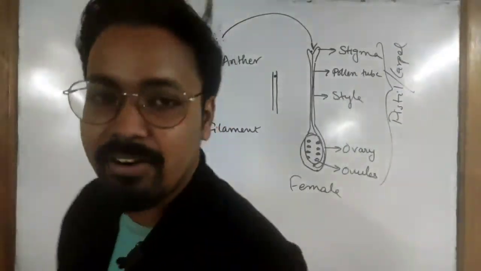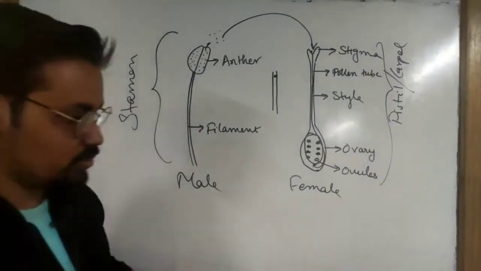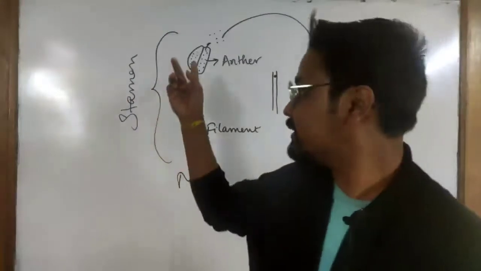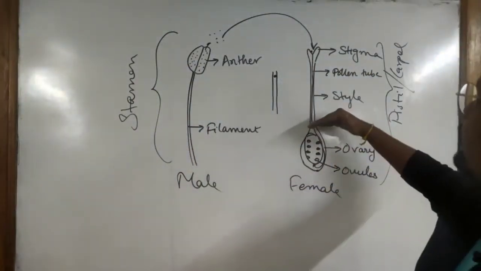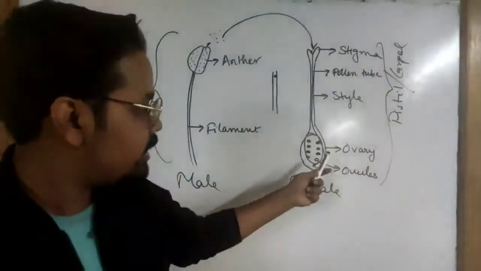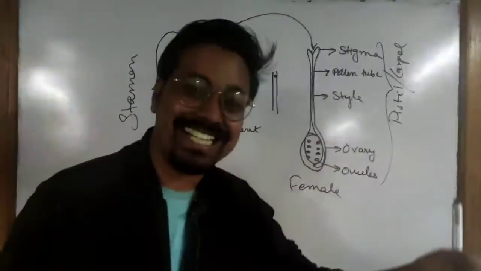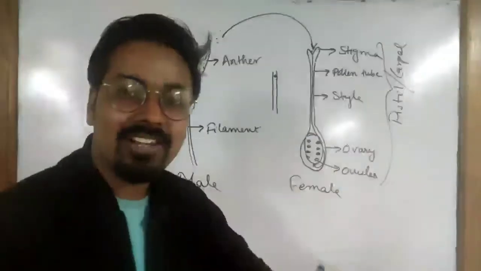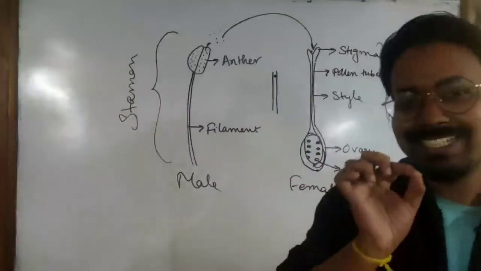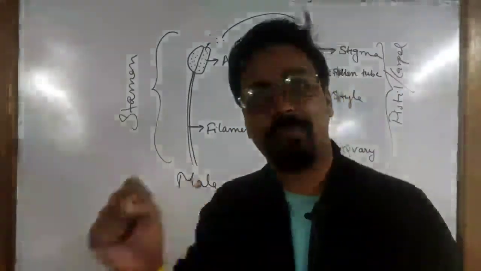So, now what happens after fertilization? What is the fate of these parts in fertilization? So, after fertilization, the petals, the sepals, the stamen, and this part, the style and stigma, will fall off. What remains is the ovary and these ovules. These ovules will develop into seeds, and the ovary will develop into the fruit. So, the fruit will actually protect the seeds inside until the seeds become mature enough to germinate.